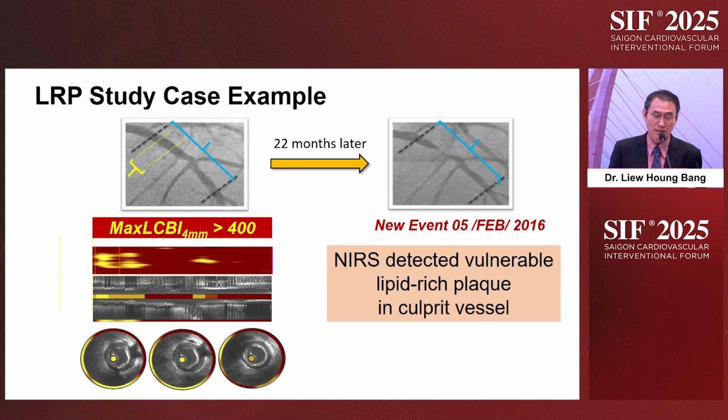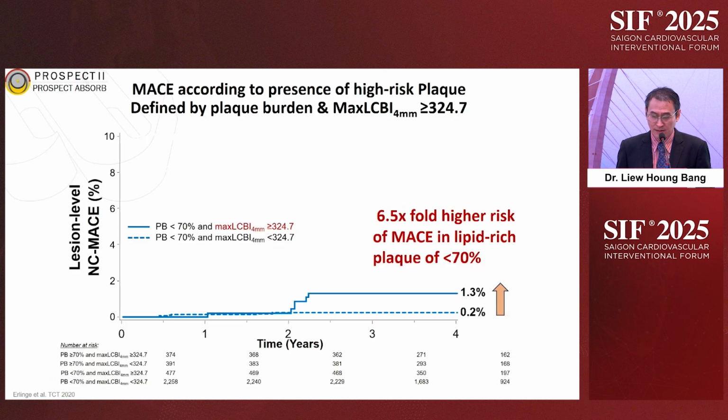And here's an example. A lesion which is not that dissimilar from what we have seen from Dr. Lam. A moderate lesion. Now, how do we know in the next 22 months whether this patient will be high risk? So in this case, the LCBI was 400 or more. So we know that patient, in this case, had an event further down the line. And this is what we have seen. When we compare those plaques, as we said, they are less than 70%. But whether they have an LCBI of more than 324 or less than 324, that itself predicts a 6.5-fold higher risk of MACE in this lipid-rich plaque.